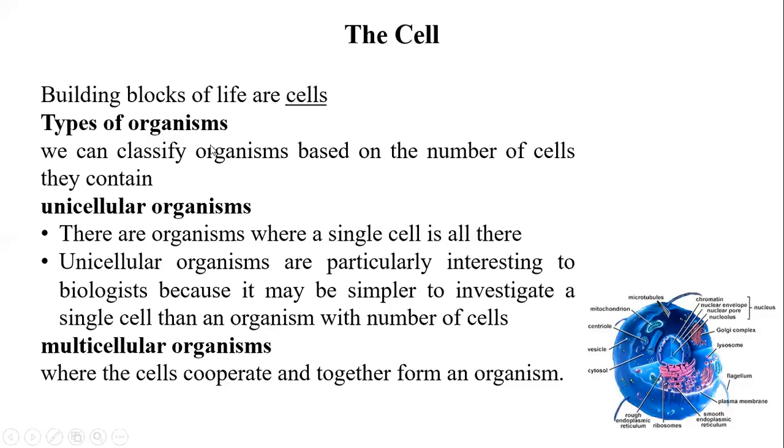So types of organisms: we can classify organisms based on the number of cells contained. Among the types of organisms we have unicellular and multicellular organisms. Unicellular organisms are those organisms which have a single cell, and that cell carries all the functionalities of the organism. Multicellular organisms are those organisms in which we have multiple types of cells that perform the different functionalities for that organism. So we can say that cells cooperate and together form our organisms.